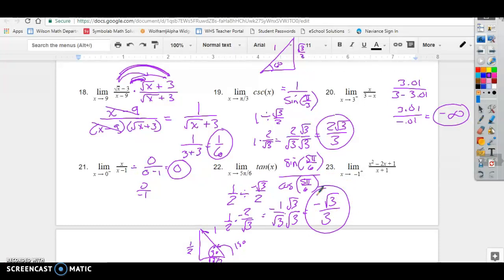All right, going to 23. Notice I can factor that, or can't I? This looks like x minus 1 times x minus 1 over x plus 1. So that's non-removable. So at negative 1, it looks like we're non-removable. We just got to figure out if it's going to infinity or negative infinity.